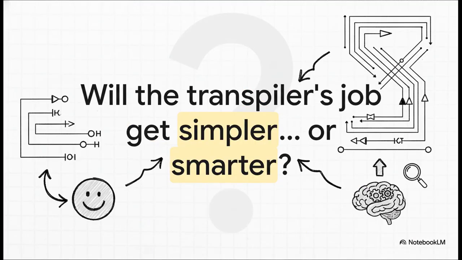And all this leaves us with one last question to chew on. As our quantum hardware keeps improving, with more qubits and better connections, will the transpiler's tough job finally get a little easier? Or will it just have to get even smarter to keep up with all the new challenges that are just around the corner?